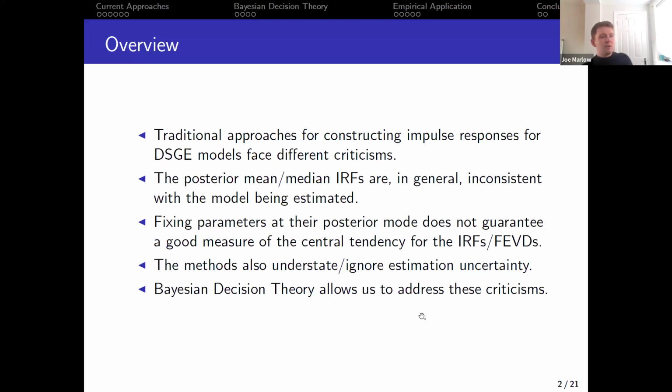Okay. So the question is, there's two problems that we're trying to solve here. The first is how we can construct a good measure of the central distribution, which allows us to both be at the center of the joint distribution, but also give us something that we can interpret entirely through the model equations. And the second is how we can properly characterize the estimation uncertainty which is present. And it turns out that Bayesian decision theory allows us to solve both of those issues.